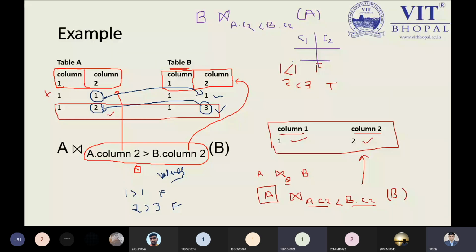1 3 we will write, sir. 1 3. Why? Can you tell me? Sir, we write the front one, it is written B join A, so we write the output of the B one. Yeah, definitely. So B is on our left side. So that's why we have to use these values. Okay, so this is the fundamental thing you have to keep in mind. Now clear? This example is clear. Theta join is clear to all right now?